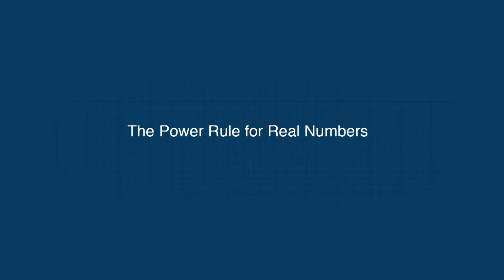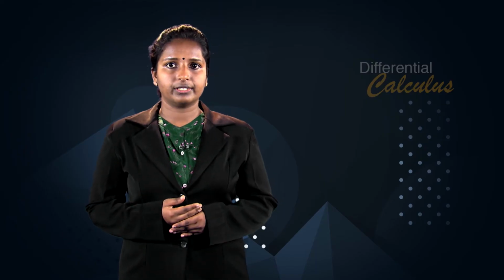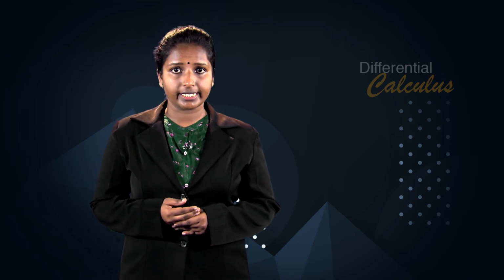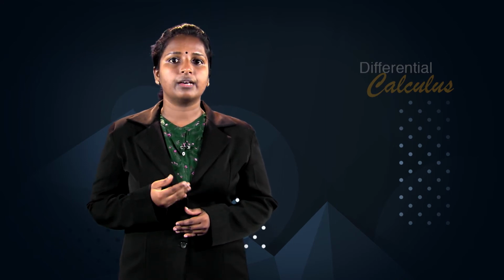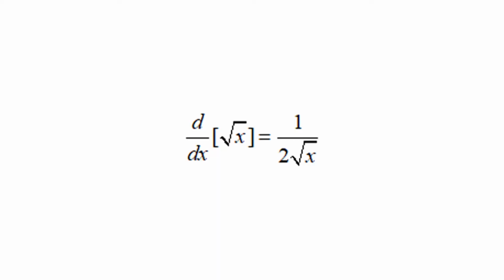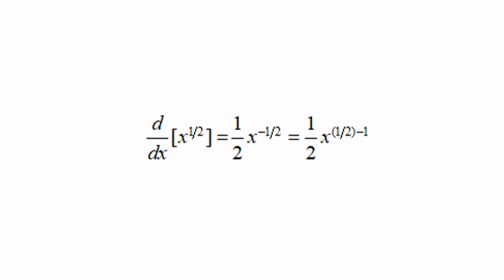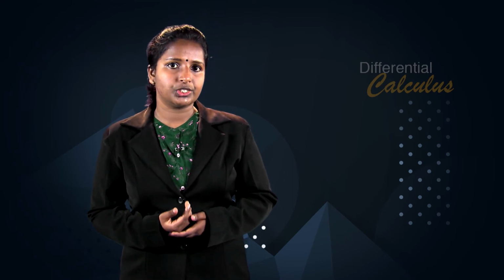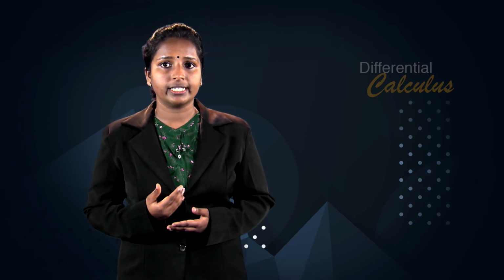The power rule for real numbers. So far we have discussed the power rule for positive and negative integers. In the previous session, we have seen that d/dx of square root of x equals 1/(2 square root of x), that is d/dx of x^(1/2) equals 1/2 x^(-1/2), which is equal to 1/2 x^(1/2 - 1). This shows that the power rule is valid for the rational number n = 1/2 as well. In fact, it can be shown that this formula holds for any real exponent.